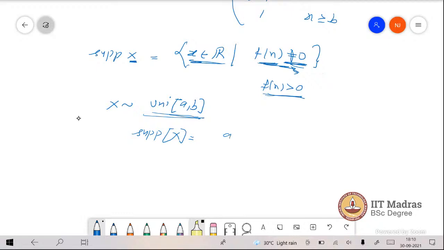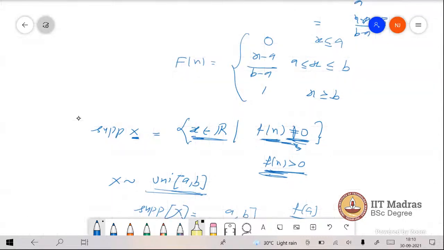And is a included or excluded? If a has a value, then a is included. Probability is always 0 at a point, but that's not what I need. I need to find what f of a is, whether it is 0 or strictly greater than 0. It's strictly greater than 0, so f of a is not 0.